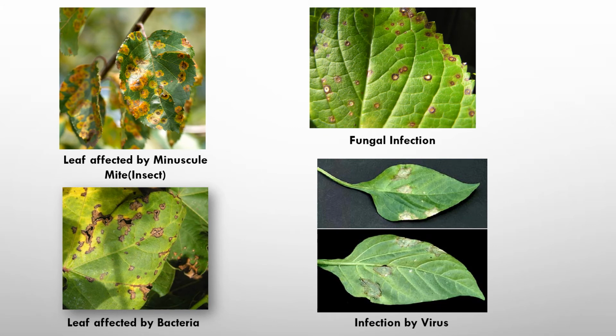So here are some images showing different diseases of plants and how these diseases affect the plants. The first one is a leaf affected by a minuscule mite, which is a type of insect. The second one is a leaf affected by fungal infection. The third and fourth ones are leaves affected by bacteria and virus respectively.